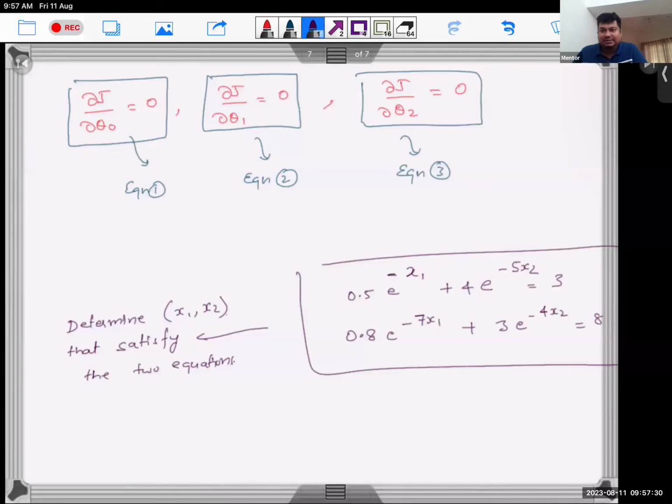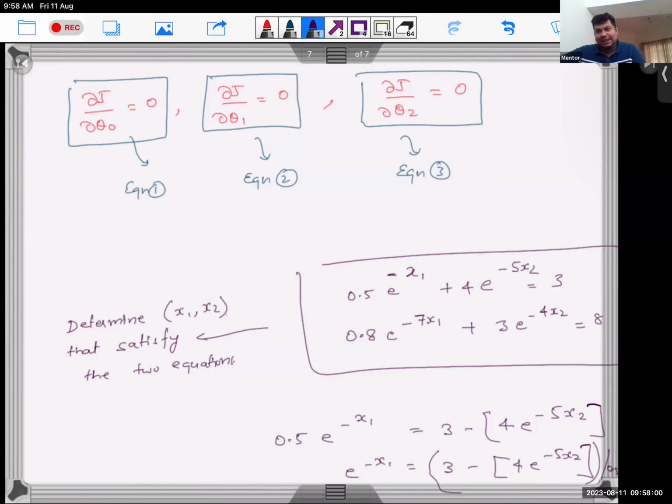See, the one thing that you can do is this, right? You will say 0.5 into e to the power minus x1 equals 3 minus 4 e to the power of minus 5 x2, right? You will try to write x1 in terms of x2. So e to the power minus x1 will be 3 minus 4 e to the power minus 5 x2, divided by 0.5. Then you will take log base e on both sides. So you will have a log term there and this e term there. Do you think you'll be able to solve it? That's the question.